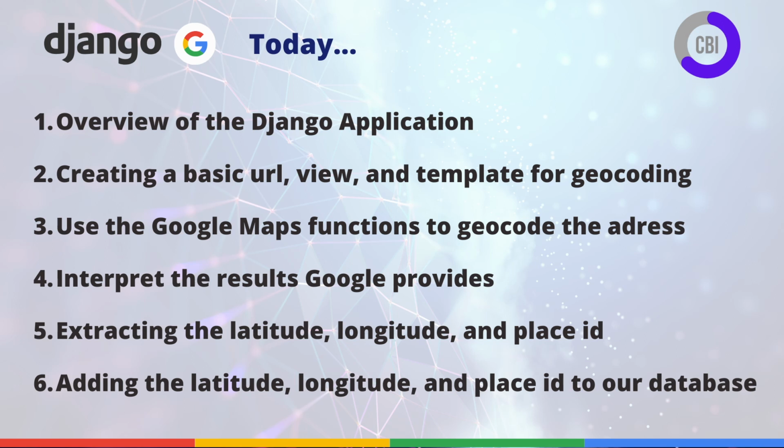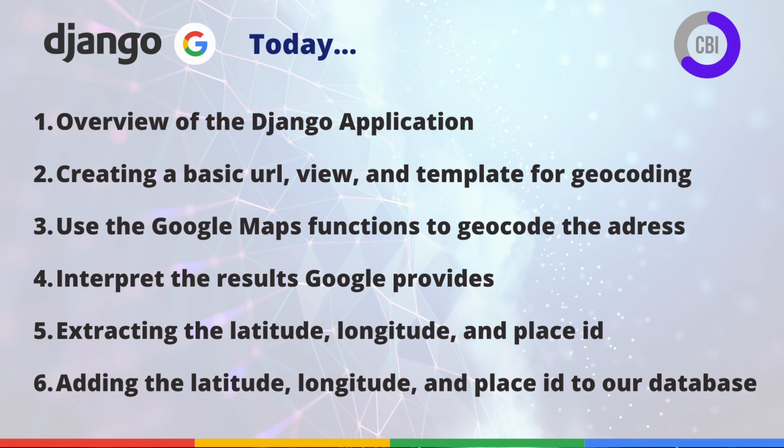Next, we can use the Google Maps functions inside of our view to actually geocode an address. We're going to interpret the results that Google provides to us because that's not as straightforward as it might seem. We're then going to extract the latitude and the longitude and also the place ID from that long string that Google provides. And as the last step, we will be adding that to our database just so we have those records stored instead of just displayed on the screen.